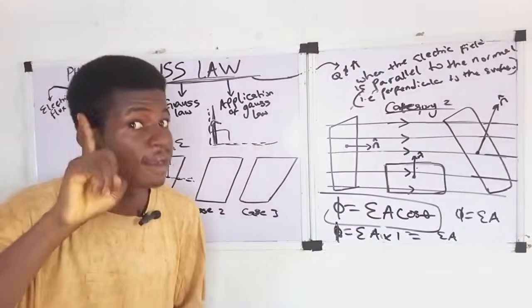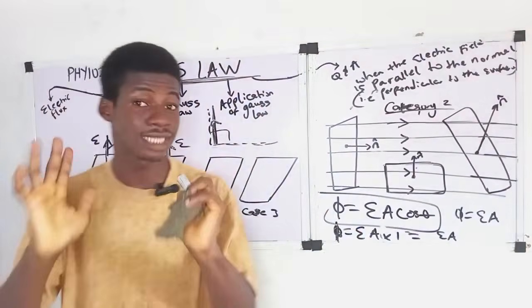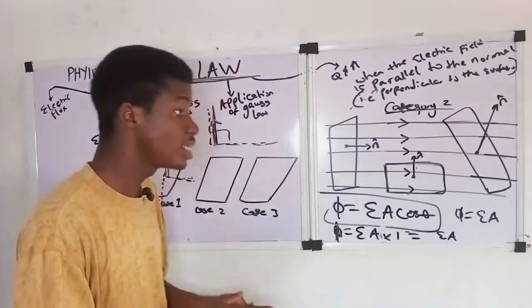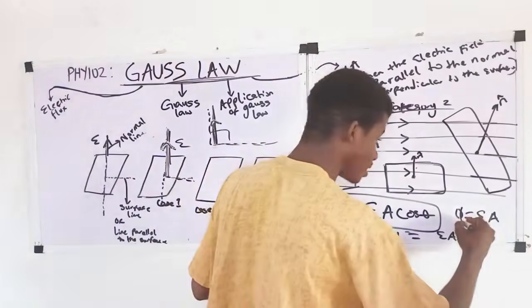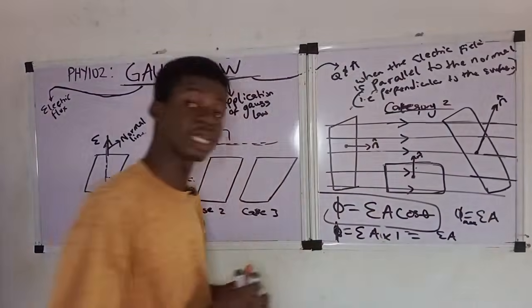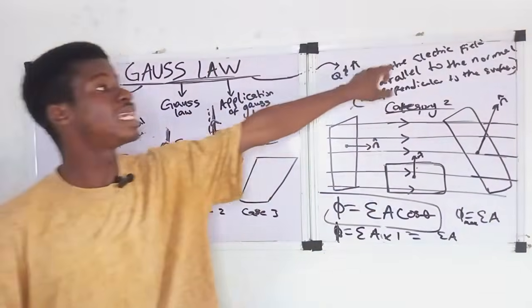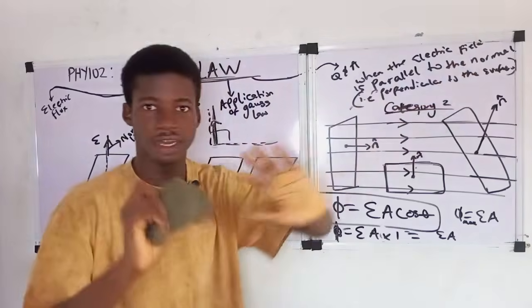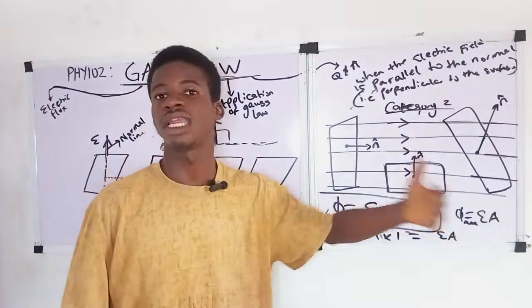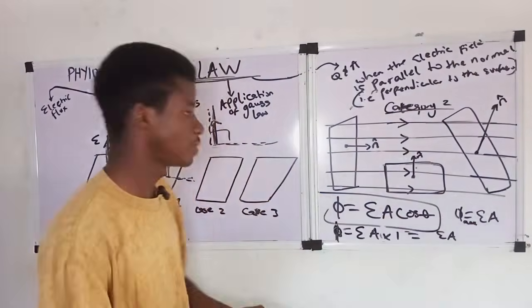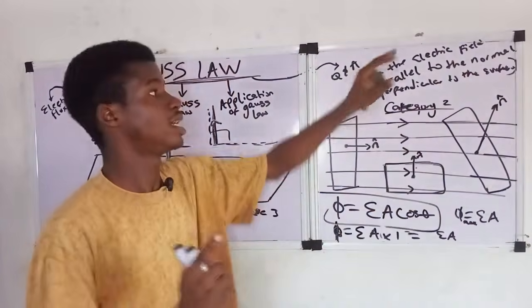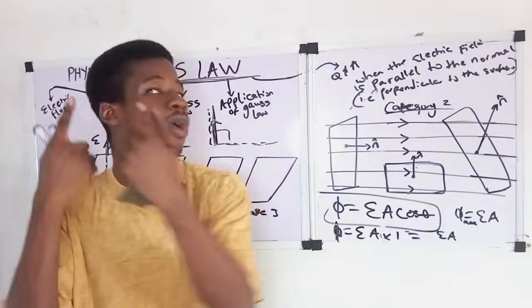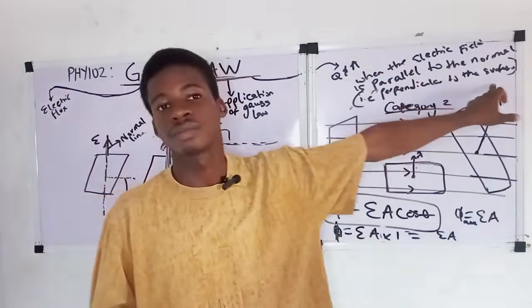So that's to tell you that, please, this is very important. This is an exam-based question. Electric flux is maximum when the electric field is parallel to the normal. Okay, this is very important. This is the formula for maximum electric flux. It is an exam-based question. Electric flux is maximum when the electric field is parallel to the normal, or perpendicular to the surface.